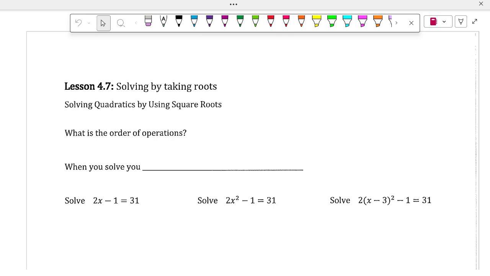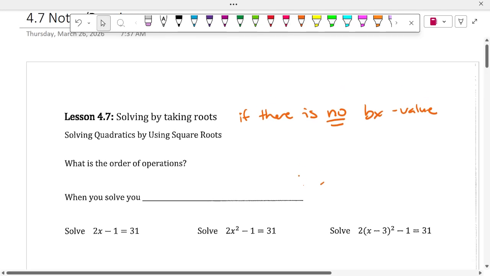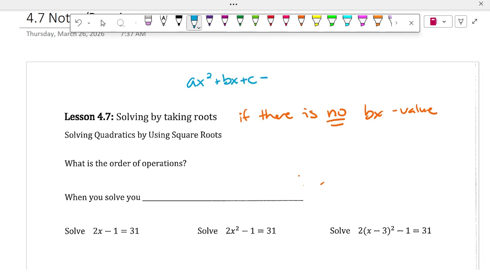First off, you can only do it if there is no bx value. So, instead of ax squared plus bx plus c equal to 0, it'll look more like ax squared plus c equal to 0. So you can only take a square root if you don't have that b value. That's the only way you can solve by taking a square root. Otherwise, you have to pick another method.